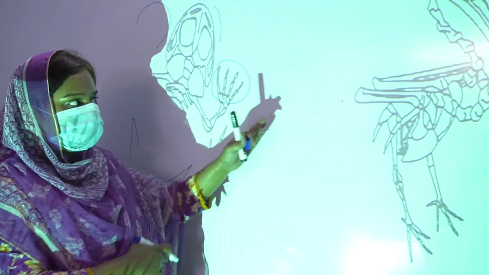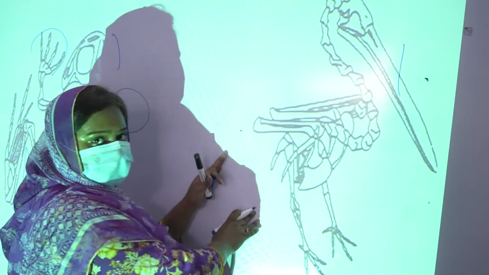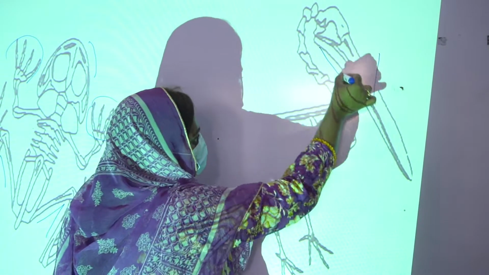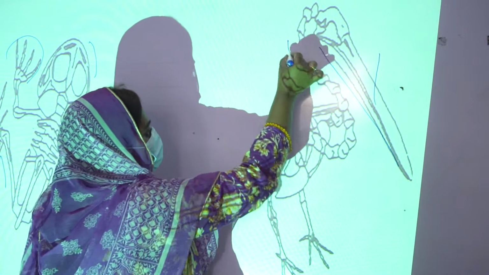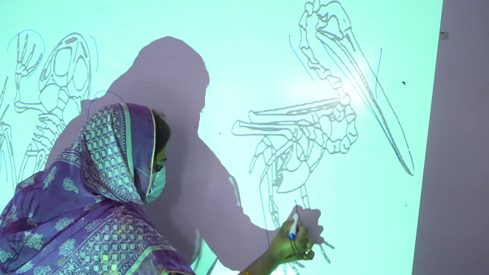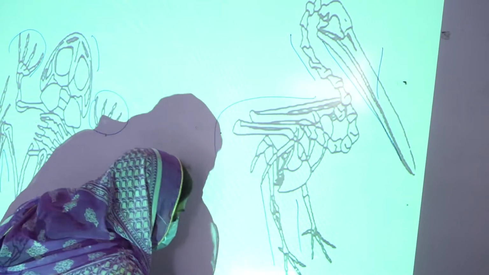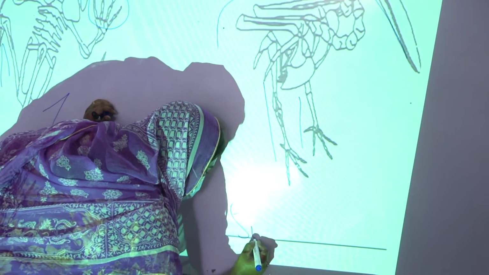Moving toward our last picture, identify the animal skeleton, which bird it is. It has a long beak, a long neck, long foot and a body like a bird. It is a swan.